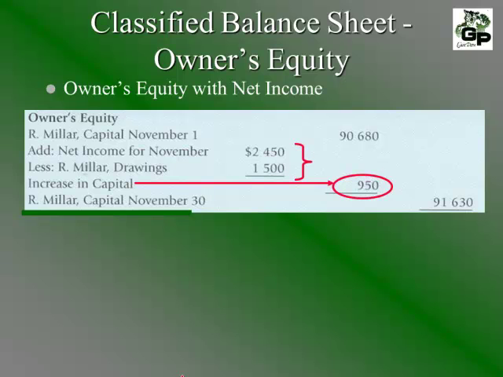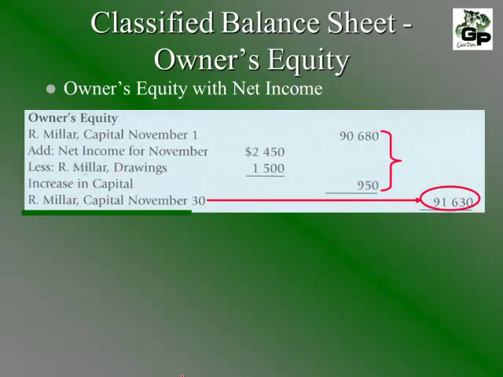That gives us an increase in capital. We take the net income and we subtract the drawings, and it gives us an increase in capital of $950. We add this $950 to the original capital on November 1st, and we get a total of $91,630 as the capital amount at the end of the accounting period.